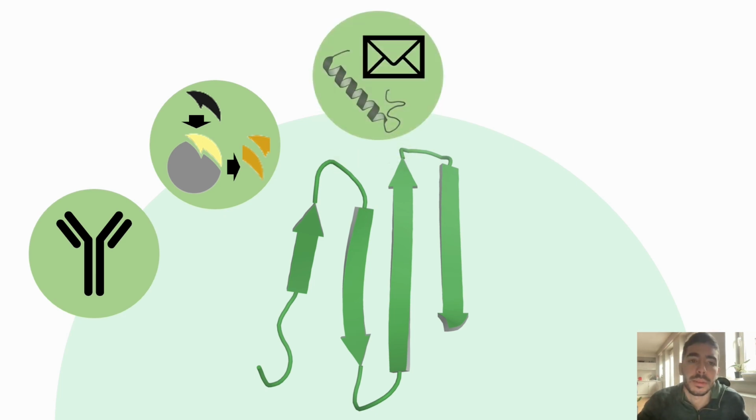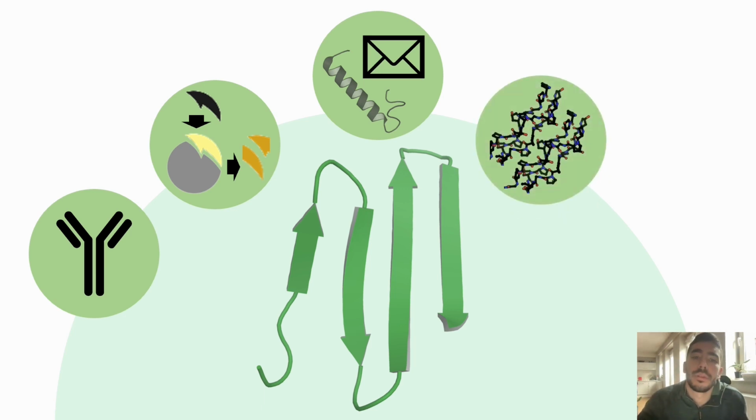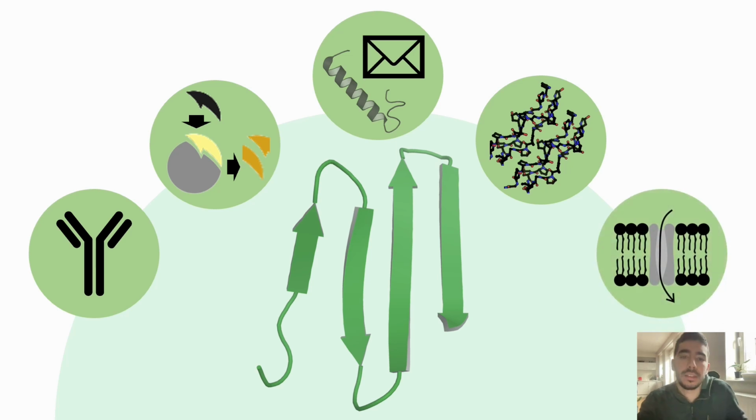Then we also have the messenger proteins, such as some hormones that transmit signals around the body for coordinating different biological processes. Then we have some proteins that have a structural role, like the actin and myosin fibers that are responsible for the contraction process in the muscles. Finally, one last example would be the transport proteins, like the transmembrane proteins that carry different ions or molecules across the cell membranes.